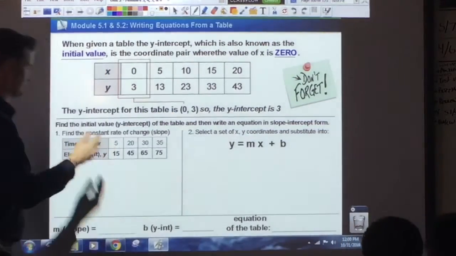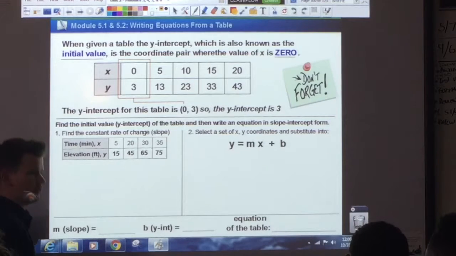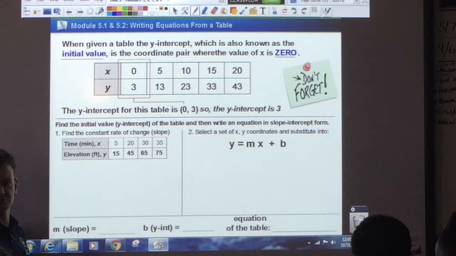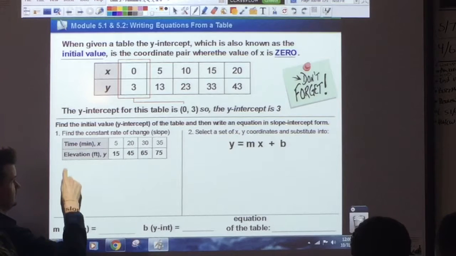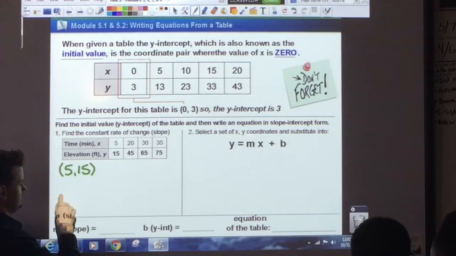However, if we look down at this table here, am I given the y-intercept? Yes or no? No. So I have to go find the y-intercept. But to find the y-intercept, first I need to find the slope. So we can use any two coordinate pairs here. These are all coordinate pairs, x and y. So, Catherine, what two coordinate pairs do you want to use? 5, comma 15 and 20, comma 45.